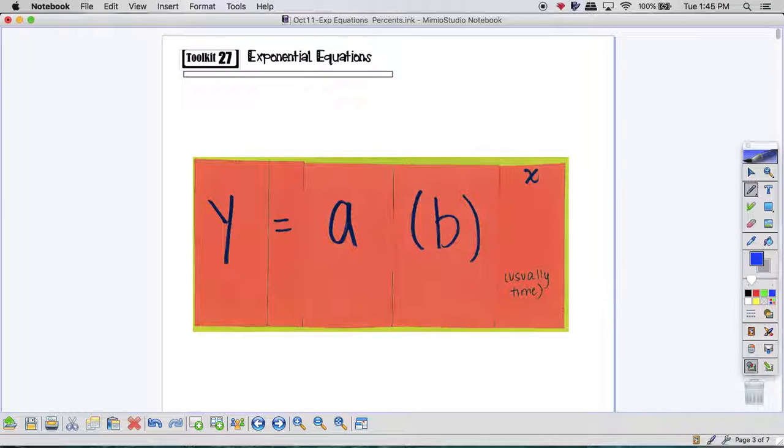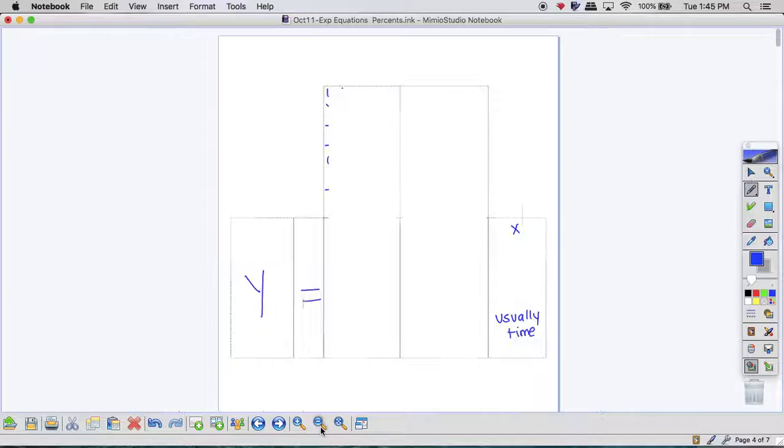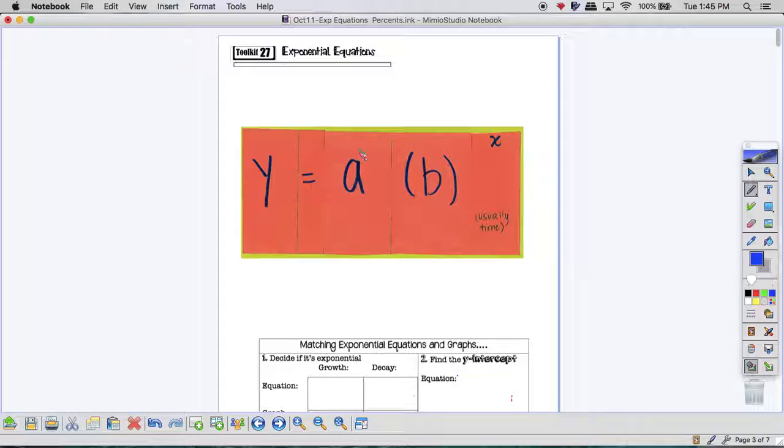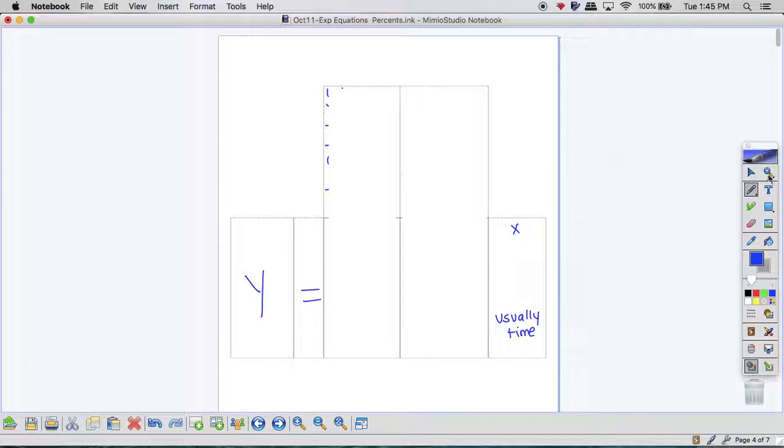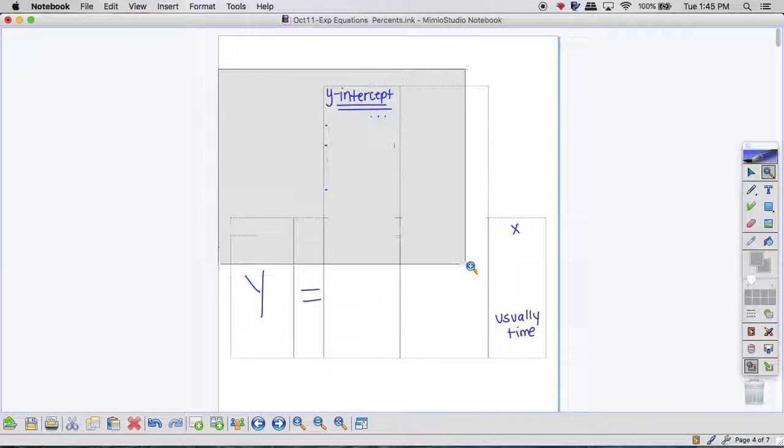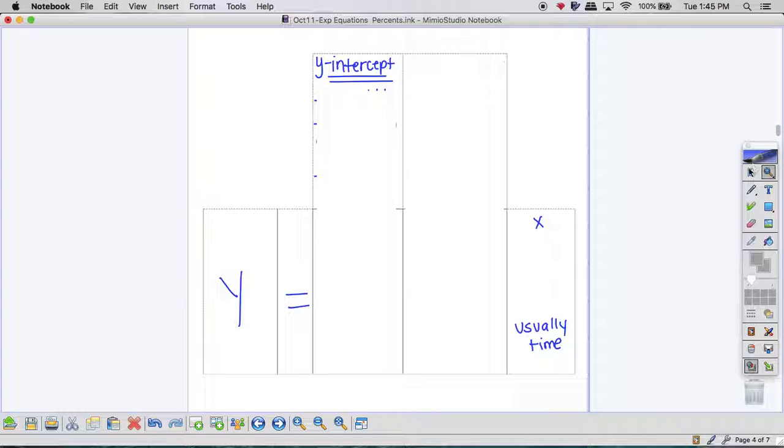Alright, so you should have this foldable glued down. Okay, opening up the foldable, we're going to look underneath the A, and we have talked about that the A in an exponential equation is going to be what? A is going to be the y-intercept. Okay, so we've got a lot to write under the A and the B. A is going to be the y-intercept. Let's talk about a couple different things about the y-intercept.